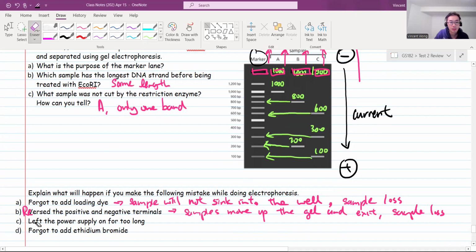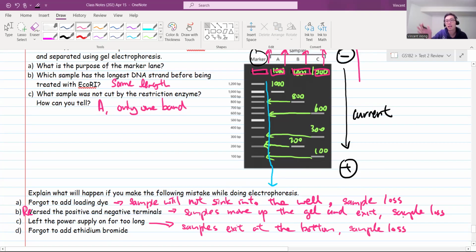What if you leave the power on for too long? The DNA will keep on moving. And when it gets to the end and the current is not turned off, it will keep moving and exit the gel at the bottom. Samples exit at the bottom. What happens then? Sample loss again.